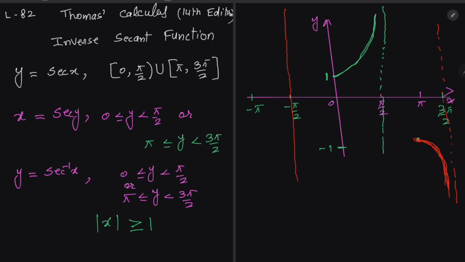Range becomes domain and domain becomes range. The range of y is equal to secant x was, it starts from 1, so this becomes domain and this becomes domain as well. From here, this becomes domain as well. That's why we have mod x greater than or equal to 1. So in this way, we continue with other trigonometric functions as well. So you got the idea in these 3 videos.